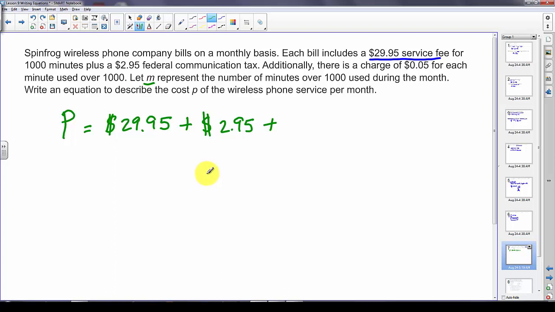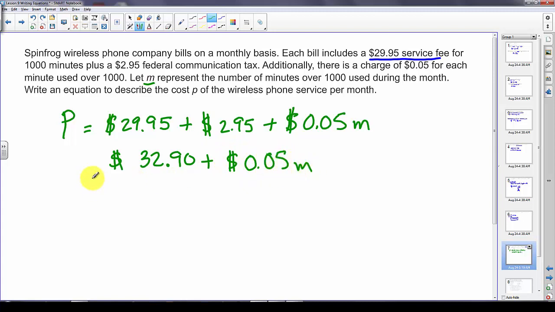So if I went 10 minutes over, I'd have to multiply 10 by 5 cents. If I went 100 minutes over, I'd have to multiply 100 times 5 cents. So basically what we're going to do is take our 5 cents and multiply that by the minutes over, and we're calling that M. And we can leave it like this, or we could combine like terms in this case. Notice these numbers have no M, so those are like terms. This is not a like term with anything else. So if I add $29.95 to $2.95, I'm going to get $32.90 plus 0.05 M will give me my total price.